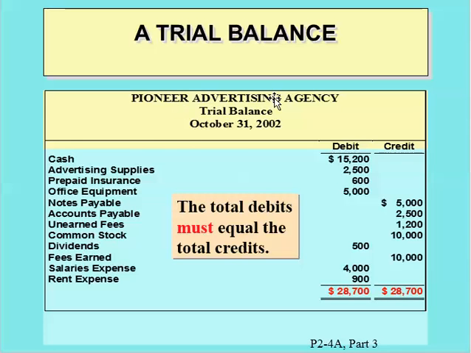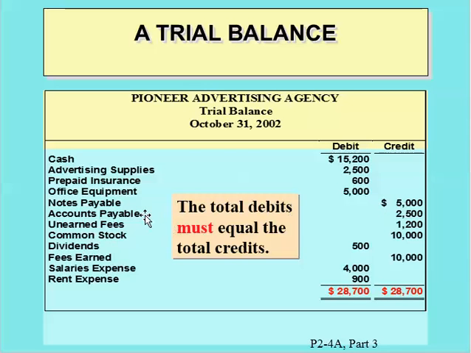Again, we would give it a header: the company name, trial balance, as of a specific date. It's telling you this is what our balances are on this particular date. Then we go into the ledger and find all of our individual accounts that actually have balances and write them down. We put the balance directly from the ledger into our trial balance. So if cash had a $15,200 debit balance, we will write that in the debit column. Advertising supplies, $2,500 debit. Notes payable had a $5,000 credit balance.